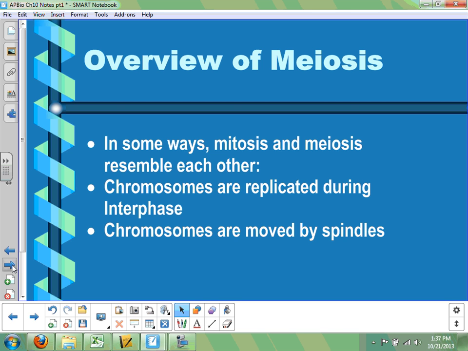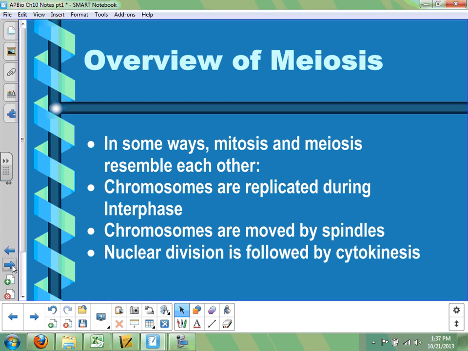Another way they're the same is the mechanism for movement of the chromosomes. It's still spindles that are moving them around. We're not going to discuss that really in this chapter because it's exactly the same type of movement as what we saw back in Chapter 9. And another similarity is after the nucleus divides, in this case, in a meiotic division, you're going to have to follow that up by cytokinesis to split the cytoplasm also.